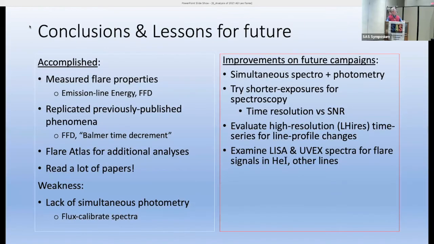Okay, so conclusions. We're not only detecting flares, but now we've shown that we can measure their properties. We've been able to replicate phenomena that have been previously published in the professional literature. We've got a big flare atlas waiting for additional analyses. I am sure that there is more yet to be teased out of them. We have all paid a lot of attention to a corner of the professional literature that we probably never would have read had it not been for the enthusiasm here.